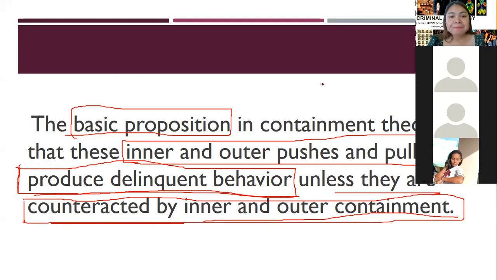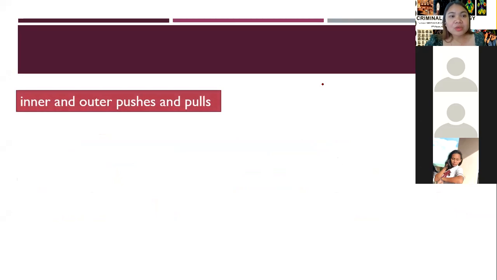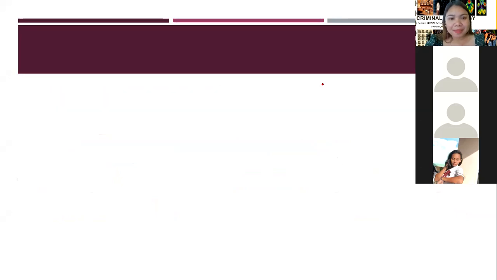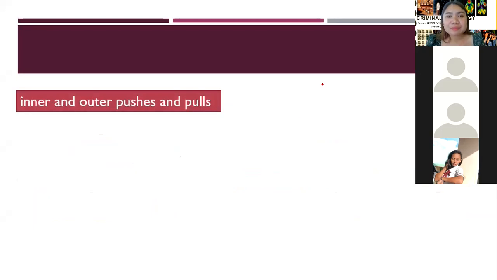Anong buot silingon? Okay? Ang mga inner and outer nga pushes and pulls nga ara sa palibot ko, magaresulta gid ini nga ang isa ka tawo mangin kriminal unless kung kontrahon ini, it will be counter-reacted by inner and outer containment. Let us learn in the next slide kung ano ang mga ginatawag nga inner and outer pushes and pulls nga nagatulod sa tawo nga mangin kriminal, kag ano ang ginatawag nga inner and outer containment nga nagapugong sa isa ka tawo nga mangin kriminal. So what are, okay, so this is usually what will happen. Okay. Inner and outer pushes and pulls. Okay? What are these inner and outer pushes and pulls?